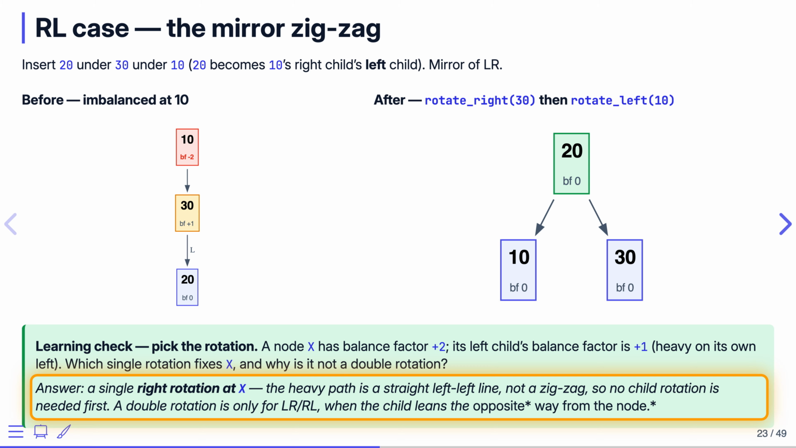The heavy path is a straight left-left line, not a zigzag, so we do not need a child rotation first. A double rotation is only for the LR and RL cases, when the child leans the opposite way from the node.